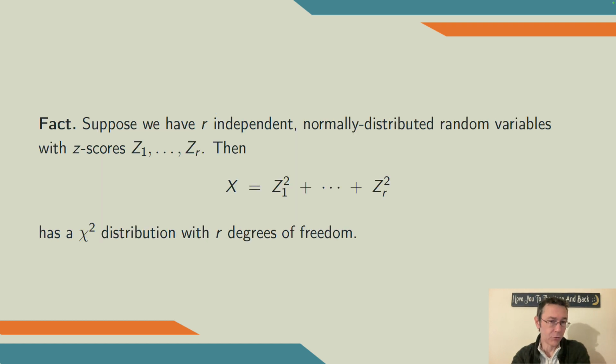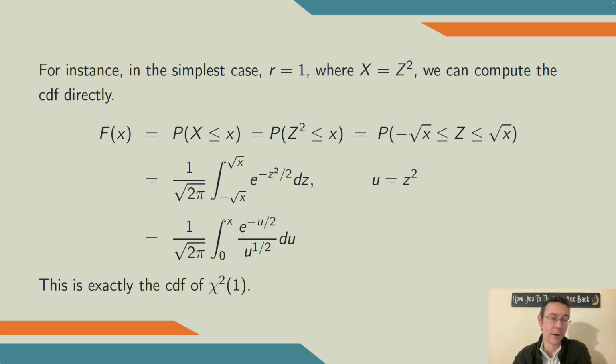A very important fact if you're working to understand the chi-square distribution: if you have r independent, normally distributed random variables, so they all have z-scores, let's call those z1 up to zr, the standard normal versions of those variables, then if you take the sum of the squares of all those z-scores, you get a random variable that has a chi-square distribution with r degrees of freedom. So in a sense, a random variable with a chi-square distribution is the sum of the squares of all those normal random variables with a standard normal distribution.